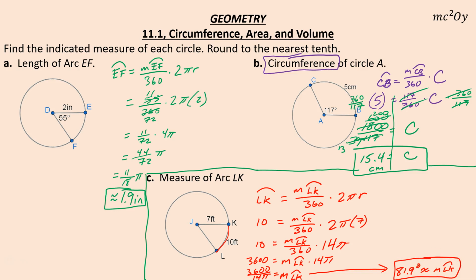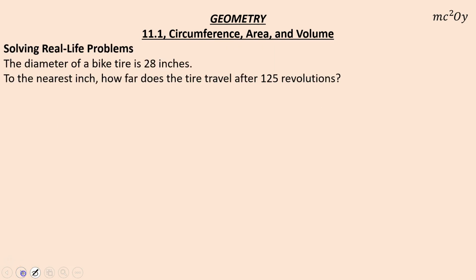All right. Let's try one more dealing with arc length here. So the diameter of a bike tire is 28 inches. To the nearest inch, how far does a tire travel after 125 revolutions? So we know that the distance traveled is going to be equal to 125 revolutions times whatever the circumference of a tire is, right?